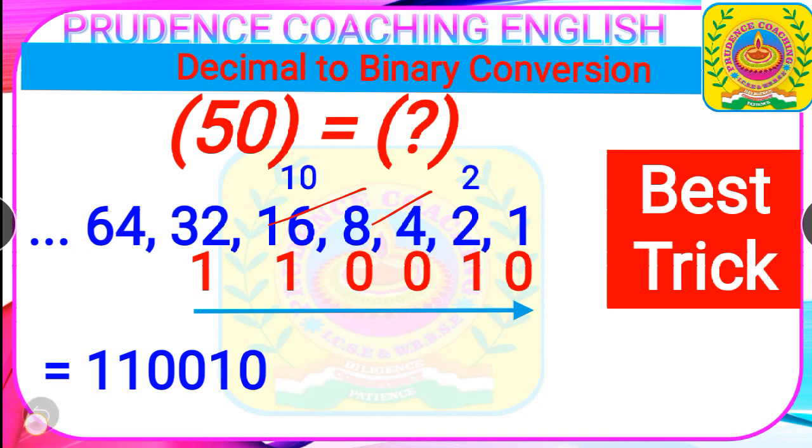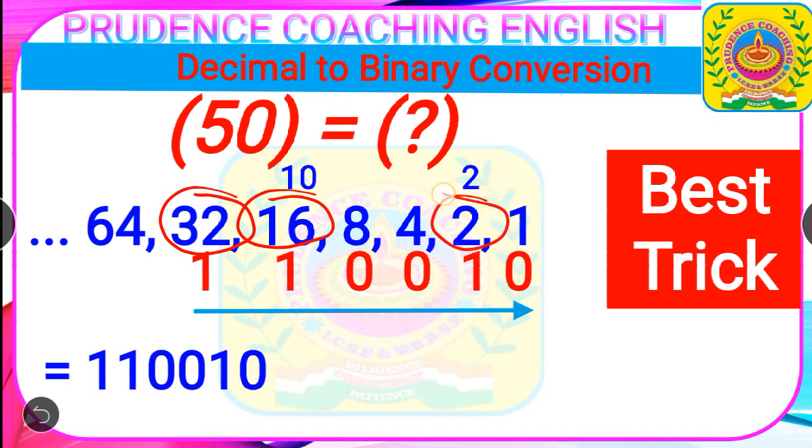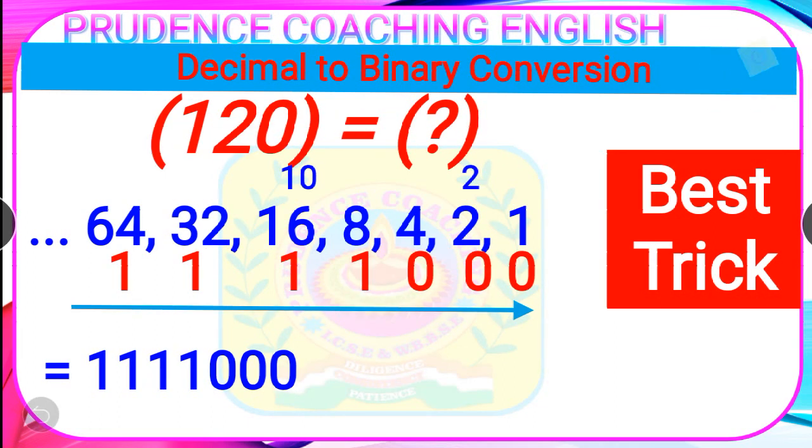After writing this, we must find those numbers which give the result of 50. So here you can see, if we add 32 plus 16 plus 2, it will give the result of 50. So for those numbers which give the result of 50, we will write 1 against them. So 32, 16 and 2 will be written as 1, and those numbers which are not giving the result of 50 we will write 0 against them. So here the final answer is 110010.